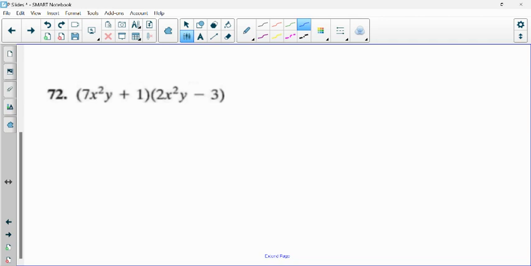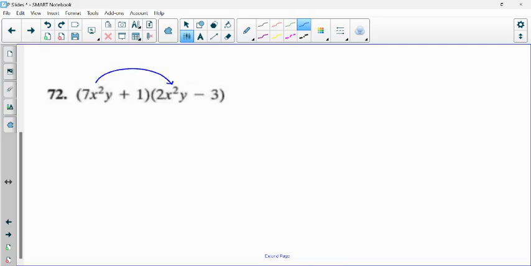Like 30. All right, so for this problem, you do have to FOIL this because special products only work when you have the same binomial or they're the same binomial with opposite signs. In this case, we have two totally different binomials, so this one we're going to FOIL.